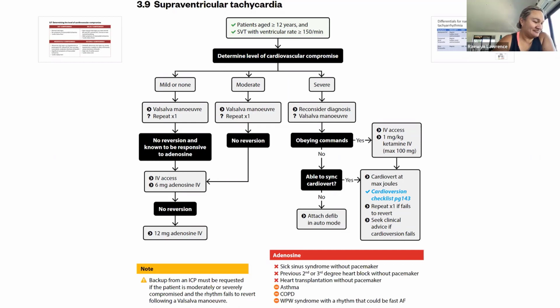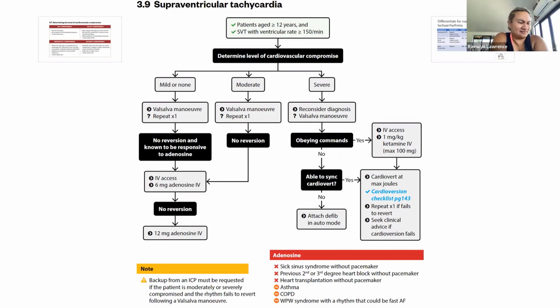So when you're doing this, because you're allowed to repeat once, aren't you? So how long do you know? I mean, if they're going to revert, is it relatively immediate? Quickly. And then sometimes they can pop back. So what's the timeline if they're going to pop back into SVT? Is there any rough idea?